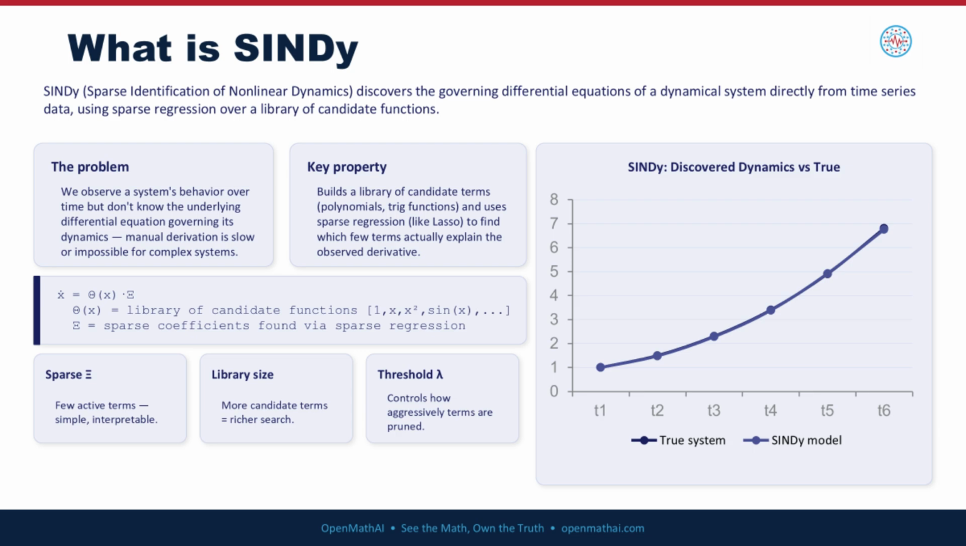SINDy works by first calculating or receiving the derivatives of the system variables. It then creates a library of possible mathematical terms such as constants, linear terms, squared terms, cubic terms, and interaction terms. Using sparse regression, SINDy removes unnecessary terms and keeps only the most important terms required to describe the system. During prediction, SINDy uses the discovered differential equations along with the current system values to calculate how the variables change over time. Numerical integration methods are then used to estimate the future values of the system.